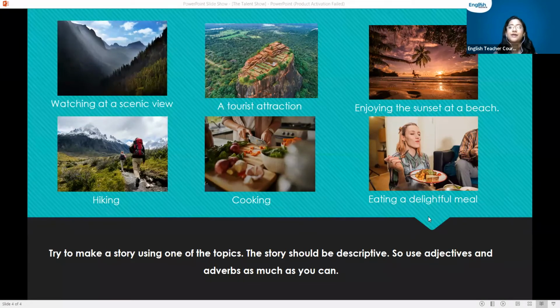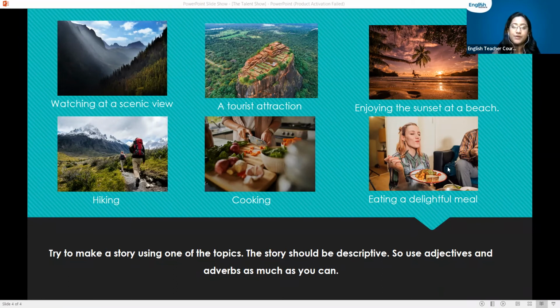We are going to describe each of these topics. The pictures are just a clue, right? For example, for a tourist attraction, you don't have to talk about Sigiriya. I just have given it as a guide, just to give you some kind of an idea, a clue, what type of thing I'm talking about. But you can make your own speech, okay?